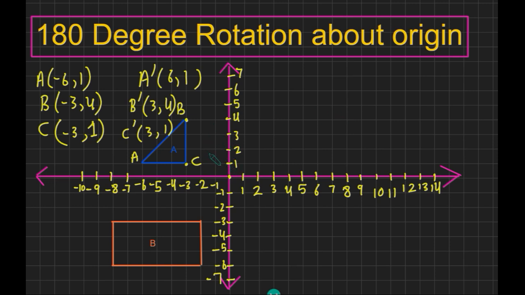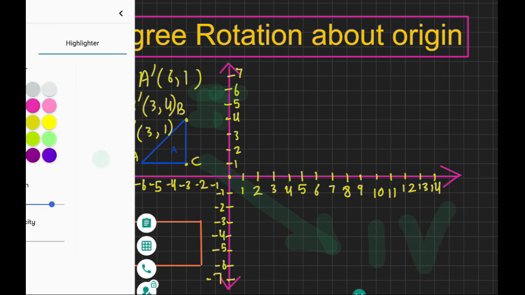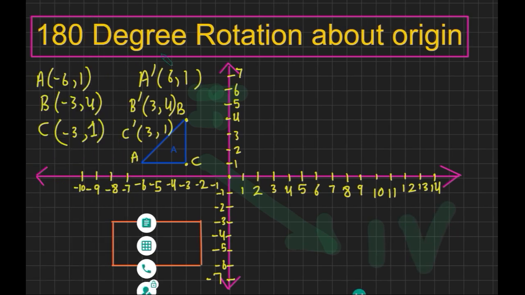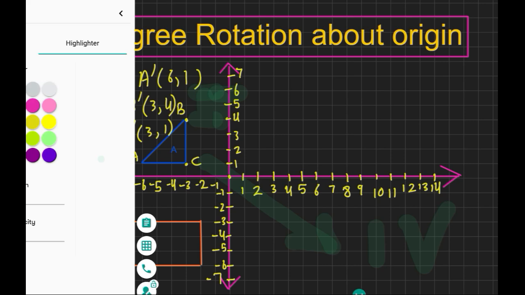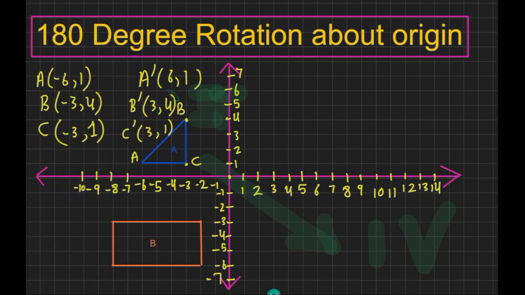After 180-degree rotation, the figure will be in the opposite quadrant. For example, this is the second quadrant, and the figure will move to the opposite quadrant, which is the fourth quadrant. In the fourth quadrant, we already know that the X value is positive and the Y value is negative. So we will write the sign according to the quadrant. Okay. So the X value will be positive and the Y value will be negative.